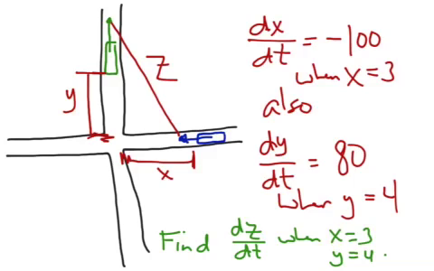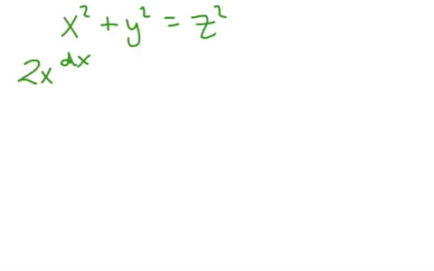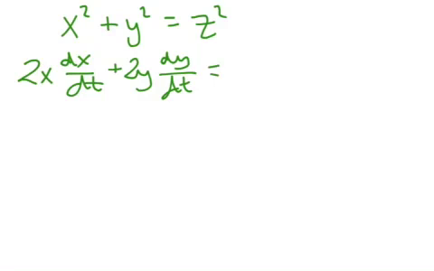Now I need a relationship involving x, y, and z so that I can derive a relationship involving, or at least involving dz/dt. So of course, by the Pythagorean theorem, we'll have x squared plus y squared is equal to z squared. Implicitly differentiating with respect to time, we'll get 2x dx/dt plus 2y dy/dt equal to 2z dz/dt.